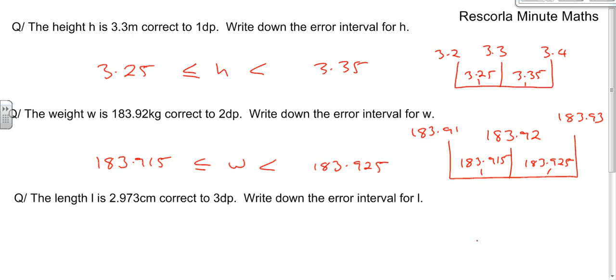Finally, you might want to go straight to the end on this one. So it's going to be 2.9725 and 2.9735. The more you do of these, you can just do that straight away. And then your letters in the middle, L, and the signs look like that. Well done if you got that one.